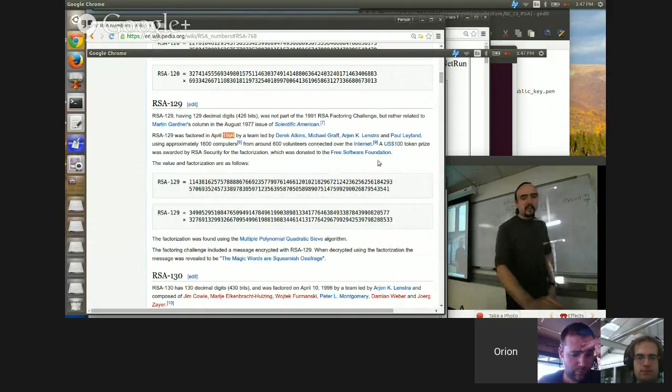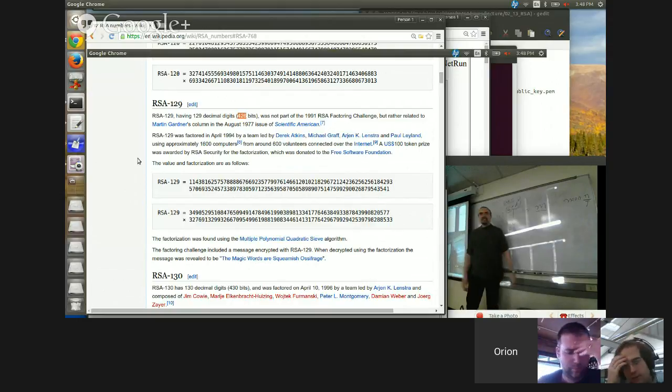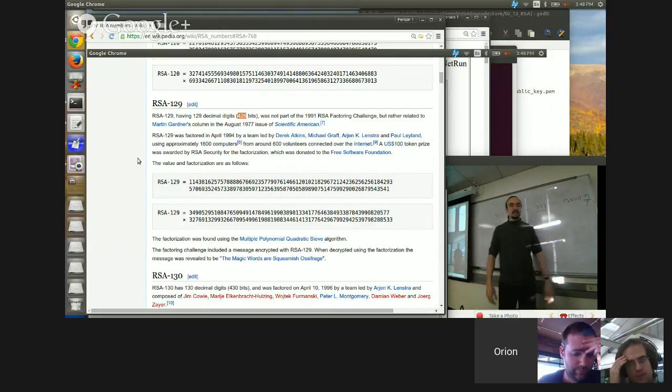In 1994 they won $100, woohoo, right, for factoring this 400 bit number? So in other words, basically in the 90s, some kids getting together and putting together a couple of computers over the internet. Wow. And winning $100, which was worth like $200 at the time, right?